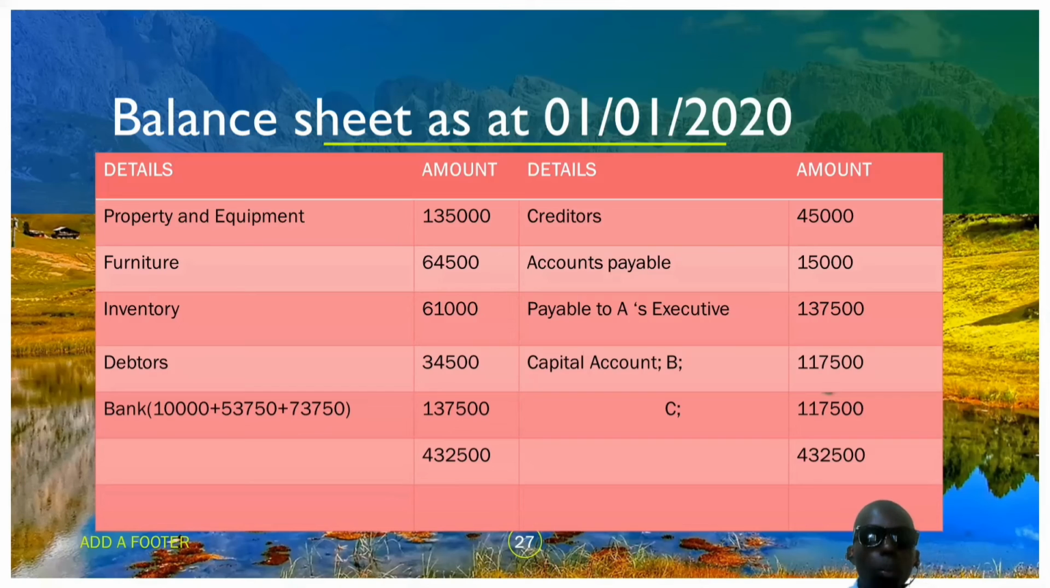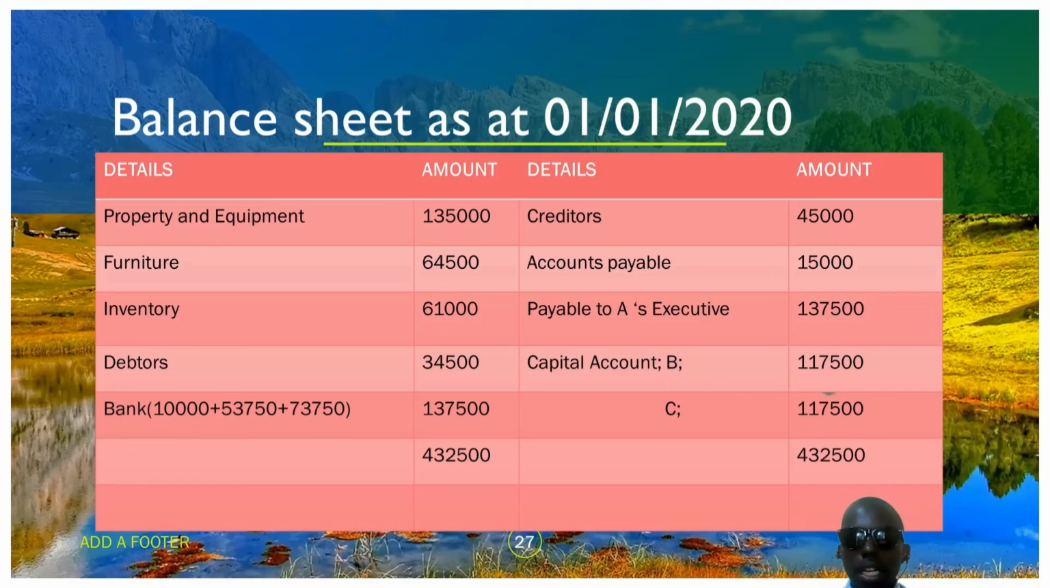But even before leaving it alone, you realize accounts to bank, we had 10,000. This is the amount that was in the bank previously. Remember, this amount has not yet been settled. No wonder we are still recording it. It has not yet been paid to A. So we add to this the amount because B was required to introduce fresh capital of 53,750, we add it, and C was to introduce 73,750, we add, and the sum is 137,500 to the bank.